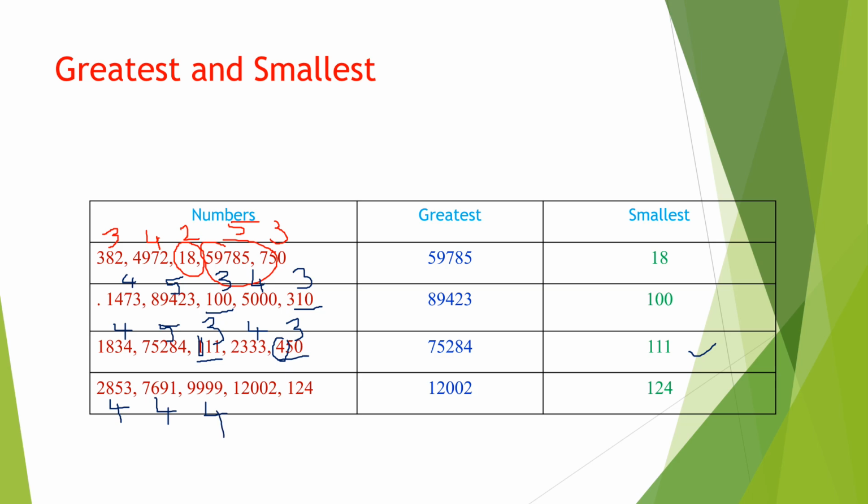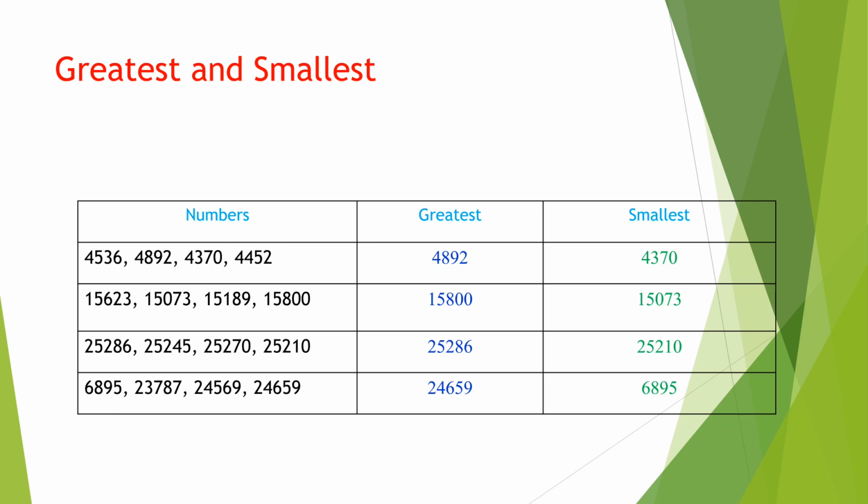1, 2, 3, 4, 5. 5 digits are there. In 124, 3 digits are there. So, definitely 12,002 is the greatest number. Then, which one is the smallest number? 124. It contains only 3 digits. So, 124 is the smallest number.